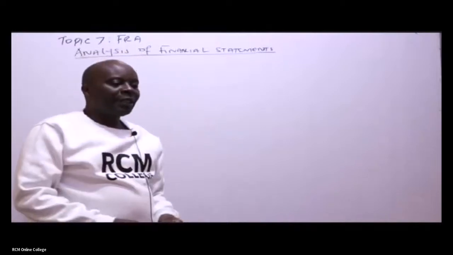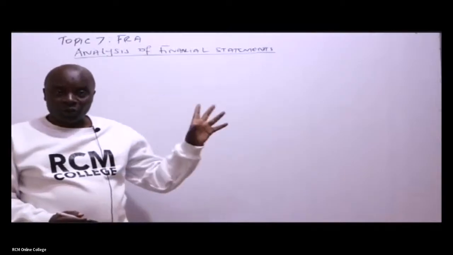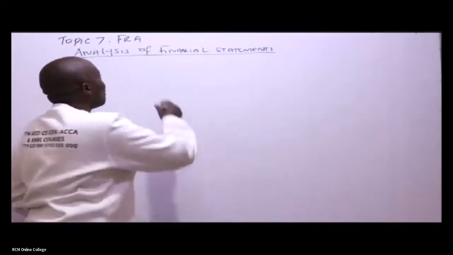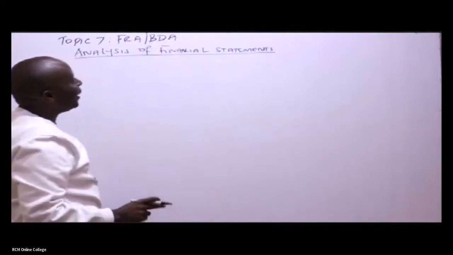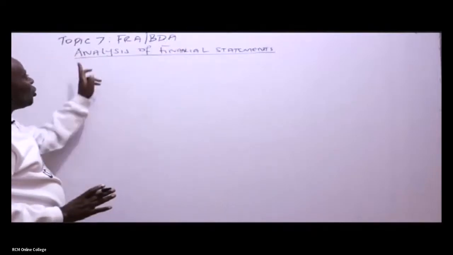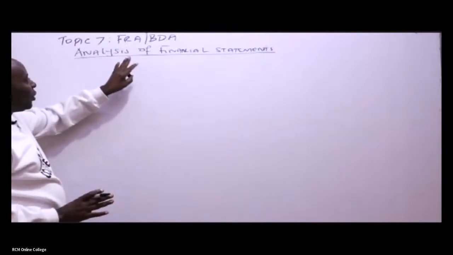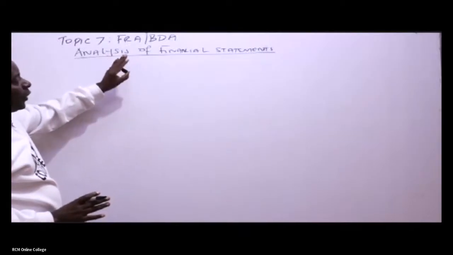So this is topic number 7. It's an FRA topic, a BDA topic as well. Very, very important for students who are doing business data analytics as well. So it is topic number 7 under FRA. The topic's title is Analysis of Financial Statements.